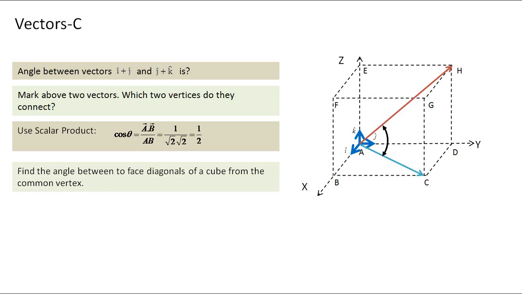The same question can be posed in different way. Find the angle between the face diagonals of a cube from a common vertex. So both the diagonals are on the face of the cube.